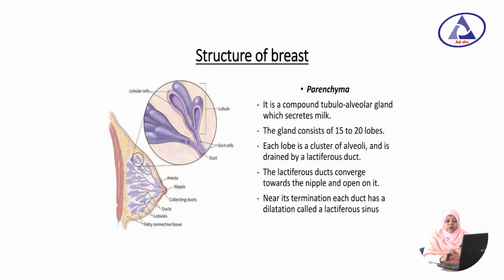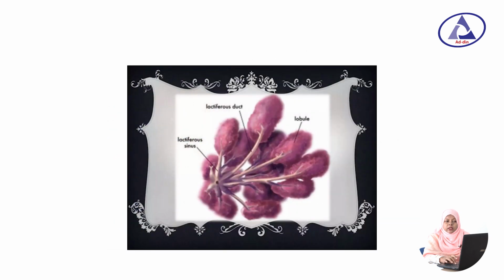These consist of 15 to 20 lobes. Each lobe is a cluster of alveoli and drained by the lactiferous duct. The lactiferous duct converges towards the nipple and opens into it. Near its termination, there is a dilatation that is called lactiferous sinus. Here is again a picture showing the lobules, lactiferous duct, lactiferous sinus.